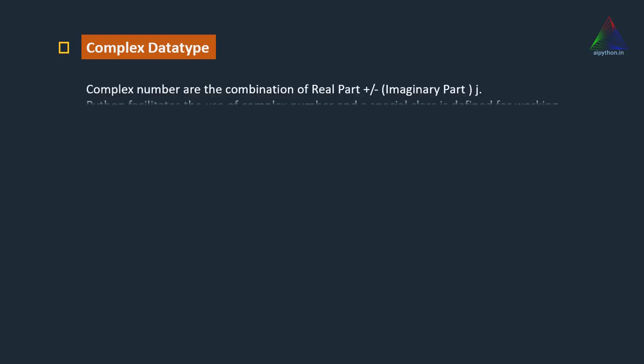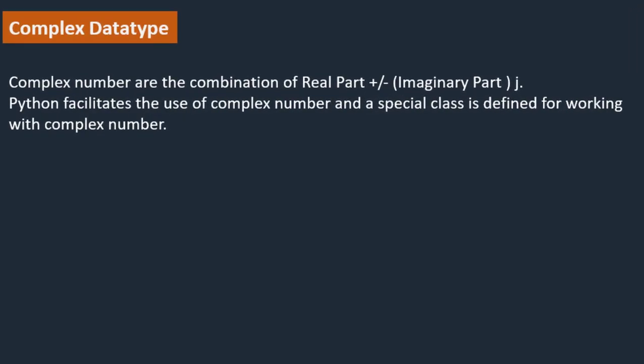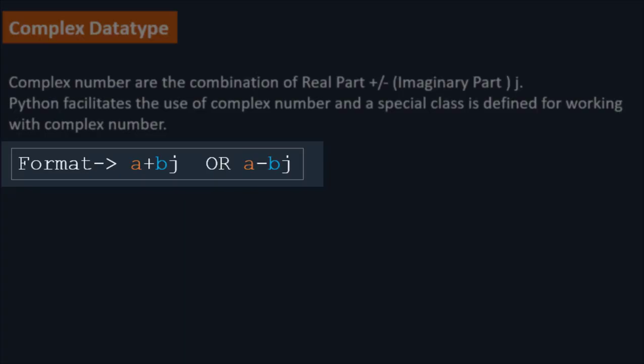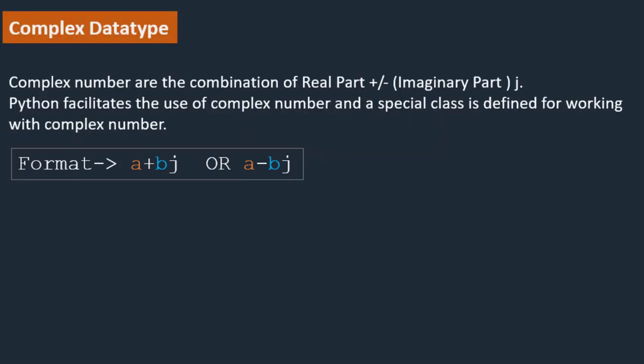The fourth one is the complex data type. What does complex mean? Complex numbers are a combination of a real part plus or minus an imaginary part conjugated by j. Python facilitates the use of complex numbers. It allows you to write complex numbers, store them, and use them. The special class defined in Python for working with complex numbers is the complex class, or simply the complex data type. The format for storing a complex number in mathematics as well as in Python is a plus bj or a minus bj, where a is the real number and b is the imaginary number conjugated by j.